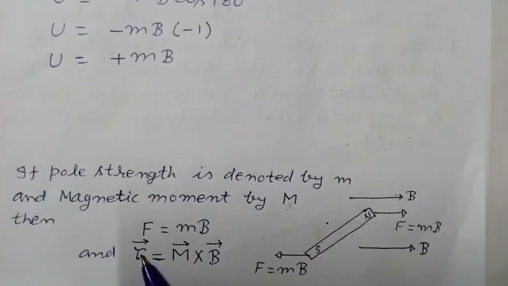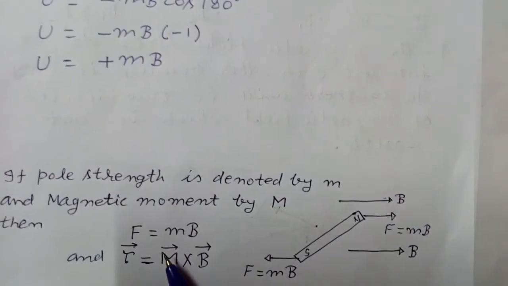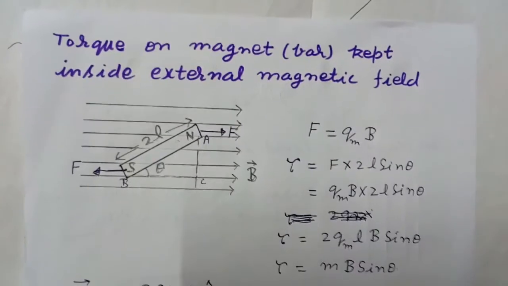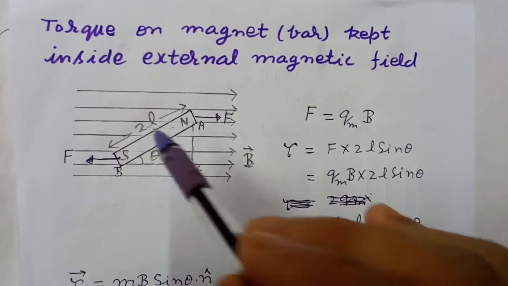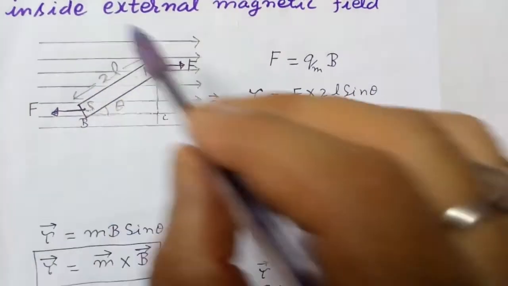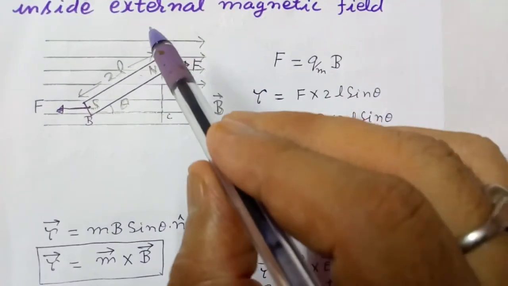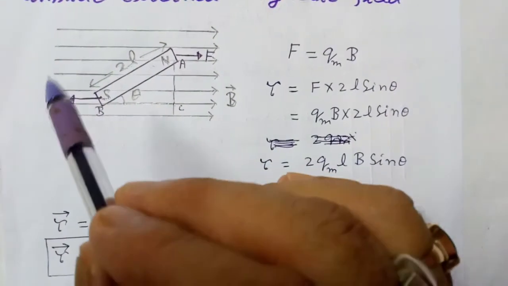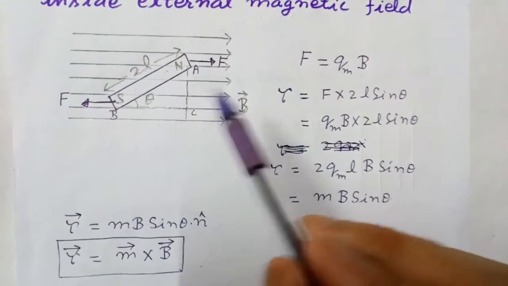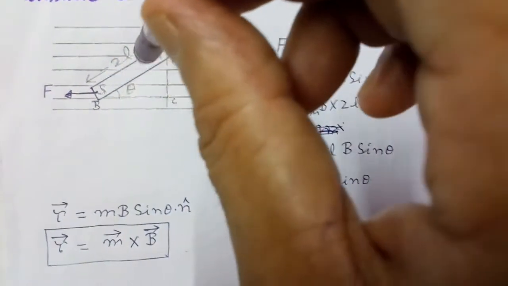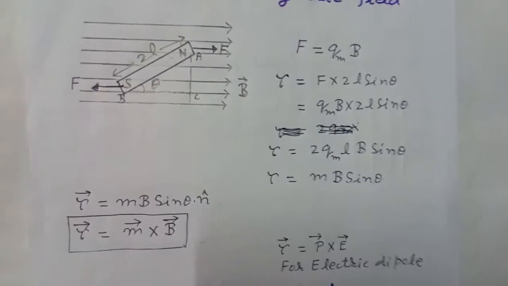Then torque tau is equal to m cross B. Now the direction of this torque is perpendicular to the plane and inward, because in m cross B we are rotating like this. The tendency of this torque is to rotate this magnet in clockwise direction and align it in the direction of the magnetic field. So the direction of torque tau is perpendicular to the plane of the paper and inward.